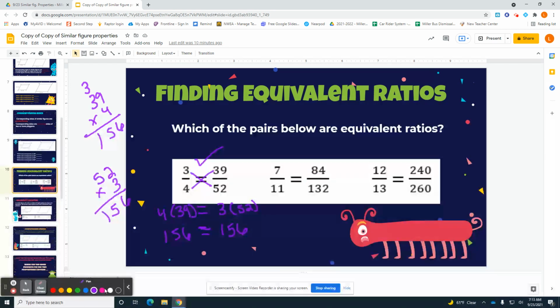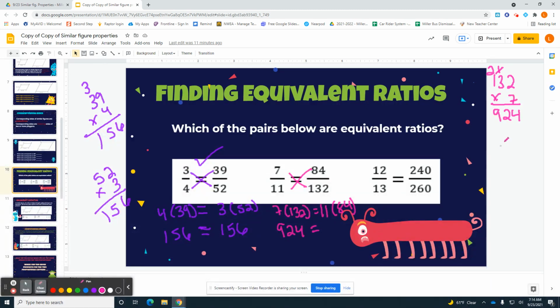So then you would check the next one. So let's check this next one. So again, we're going to find our cross products. So we're going to have 7 times 132 is equal to 11 times 84. All right, so let's try that. So 132 times 7. What does that give us? So 7 times 2, 14, carry your 1. 7 times 3, 21, right? Plus 1, 22. And then 7 times 1 is 7 plus 2, 9. So this gave us 924.